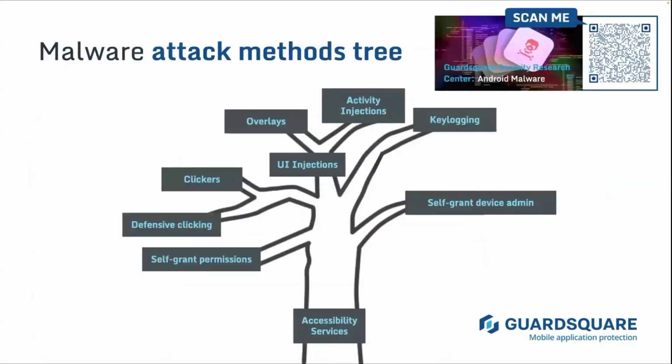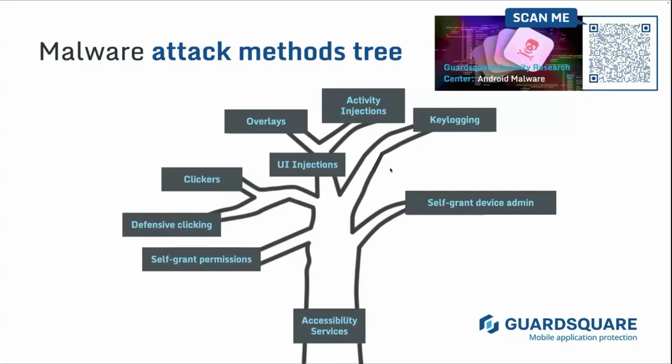Okay. So here we can see an overview of all the methods we have seen so far. Once again, the cornerstone would be the accessibility services, which are used to build other attacks. There is a defense step, like getting additional permissions, becoming device administrator to achieve persistence, and also using clickers in a defensive way to prevent anything dangerous for the malware from happening. But there is also the offensive perspective, of course.